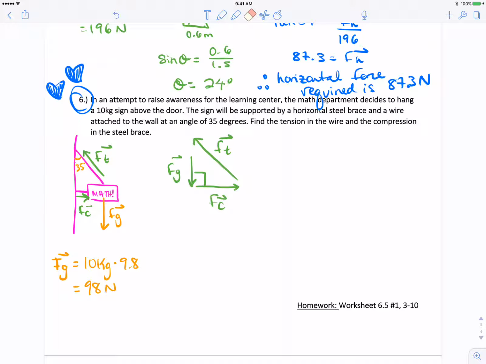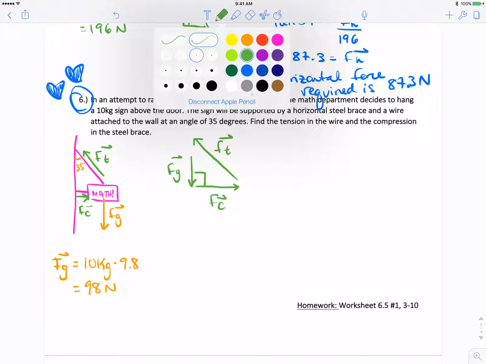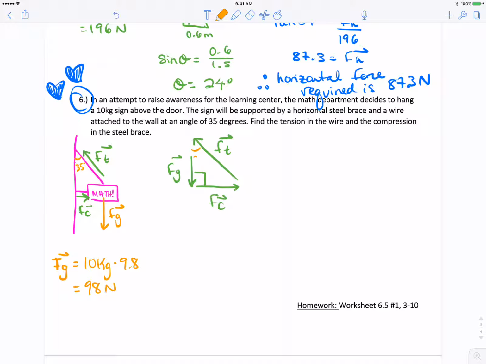First thing I want to do is solve for what it wants: find the tension in the wire and the compression. In my picture I have an interior angle, which we said was 35 degrees. It's still 35 degrees in this picture. If I'm looking for F of C, opposite, and I know adjacent, so tangent of 35 is my compression force over my gravitational force. Biggest thing, please make sure your calculators are in degrees or you will get all of these questions incorrectly.